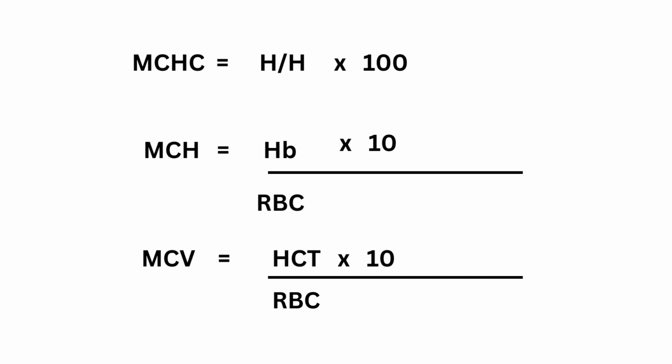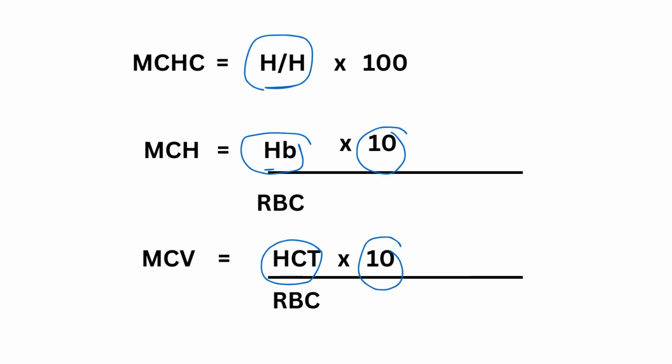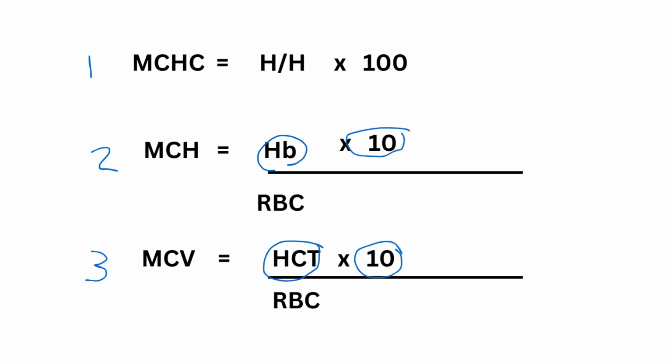Another memory tool is to look at all three equations at once. The easy one is at the top, MCHC, which is H&H times 100. And if you put MCH and MCV as number 2 and 3, lo and behold, you have hemoglobin over hematocrit. Another interesting pattern, 10 times 10 is 100.